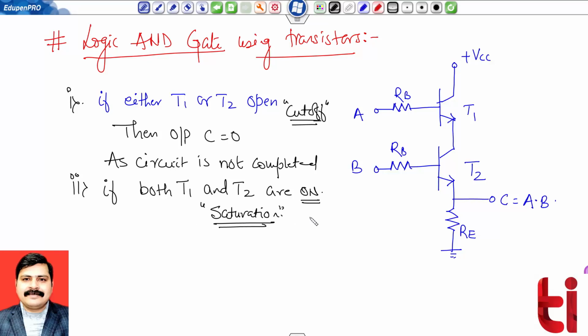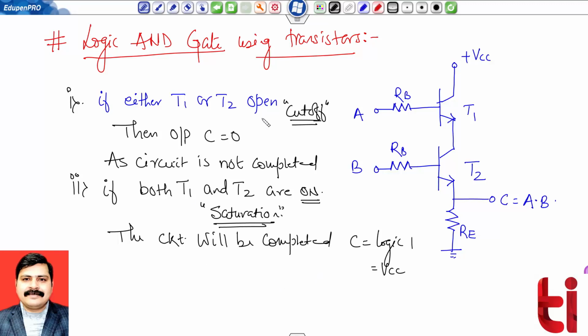However, if both are in saturation, how are they in saturation? If both are connected to 1 1, then the circuit is completed, and output C equals logic 1, connected to VCC directly. So this is my AND gate working. This is the functionality of the AND gate. Inputs A, B, output is C, and C equals A dot B.